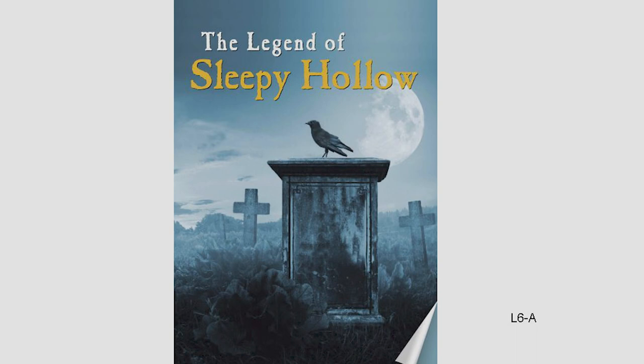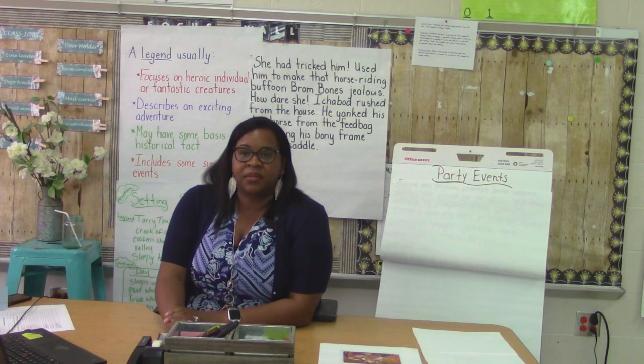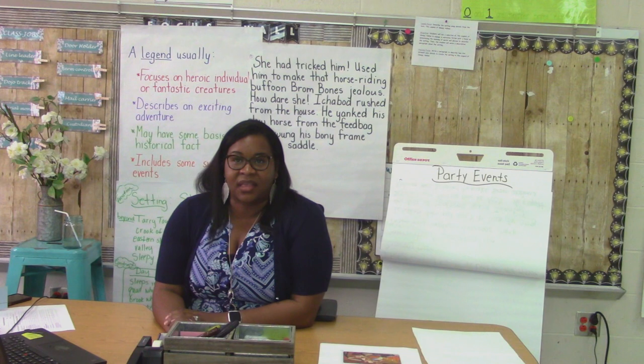We have two main characters, Ichabod Crane and Brom Bones, both who have set their sights on Katrina Von Tassel. Remember, if you set your sights on someone, it means you like them. Ichabod is a thin school teacher who tries to win her over by singing to her. Brom is the town prankster and is known as the most eligible bachelor, meaning he is unmarried and available.